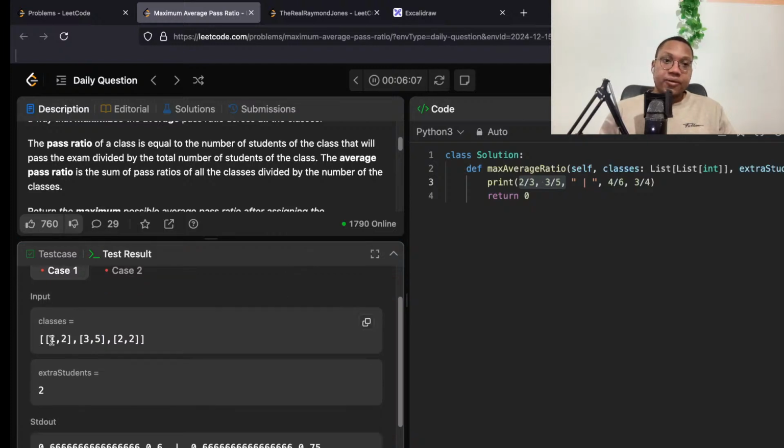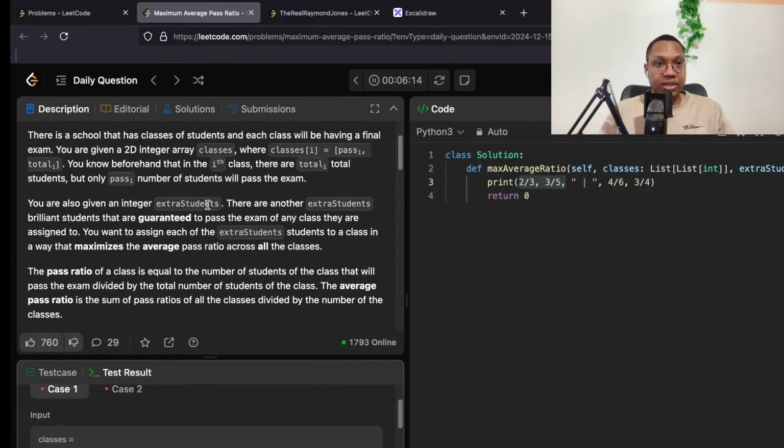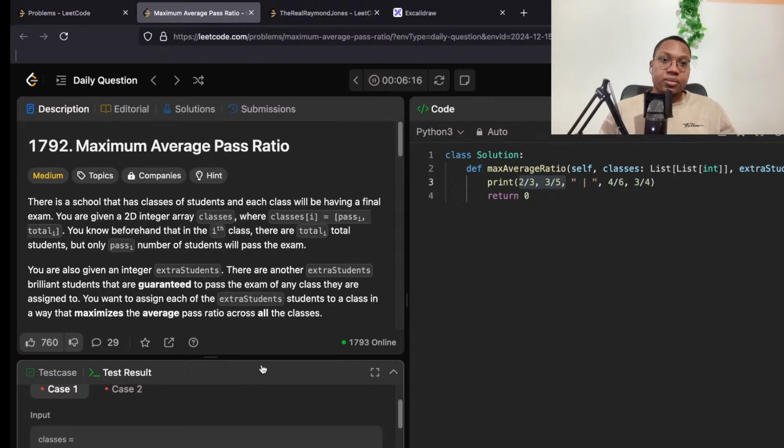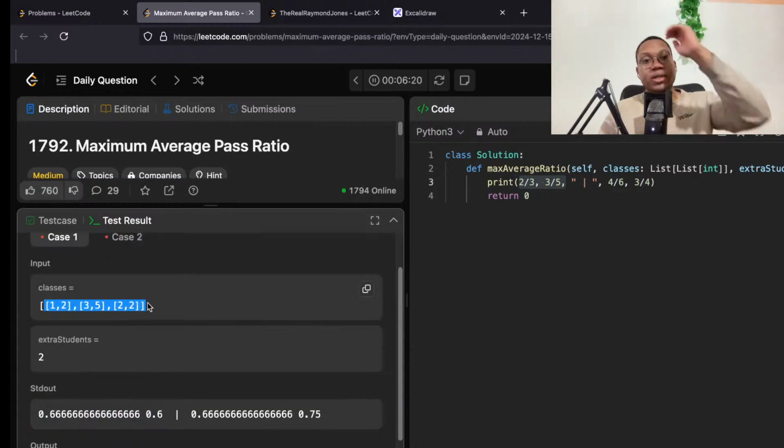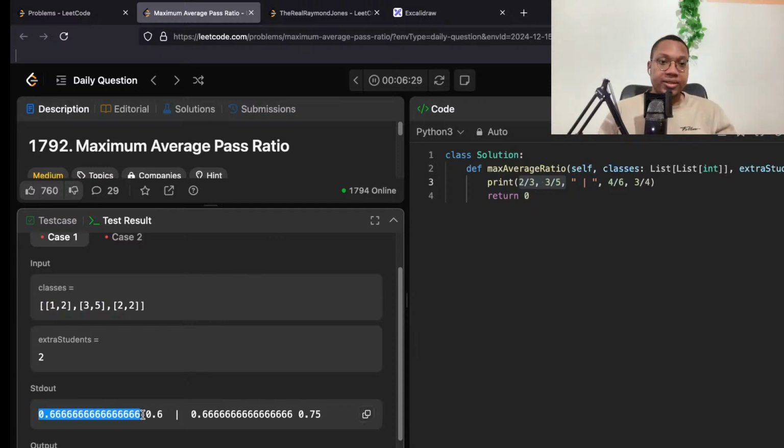So if you notice here, this is 1 out of 2, 3 out of 5. I don't even know if you read this question, but essentially there are some numbers and you want to increase the total sum or average of all the numbers. If I have all these numbers here, like 0.66, 0.6, I need to figure out which one to add the number to. So I'm going to be adding something into the denominator and numerator to boost it.